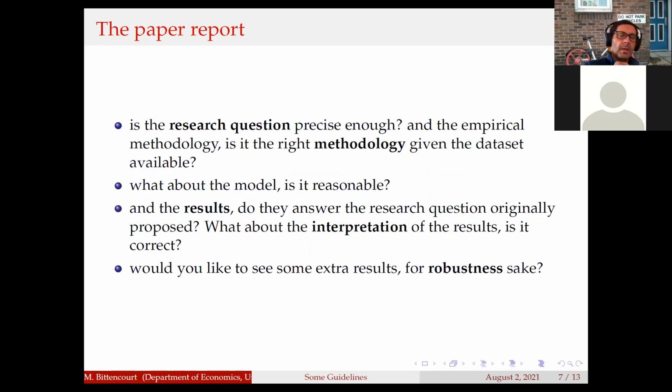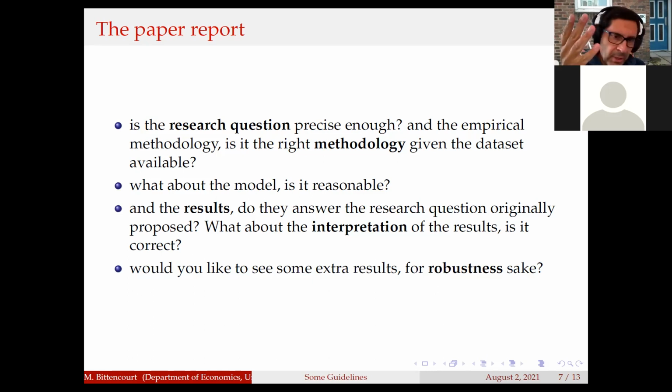Specifically, is the research question precise enough? Maybe it's a loose research question. I don't think you are going to see any loose research question, because all these papers that we are seeing are top papers, right? They have already been published. They are very tight, very nicely written. And the empirical method, is it the right methodology given the data set available? Maybe they are using a stupid methodology. I don't think they are, because those are very nice papers that have already been published, right? But it's your job for this exercise to provide comments on the method.